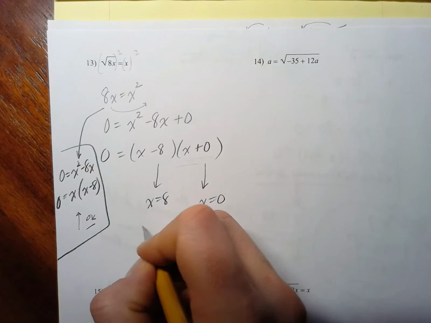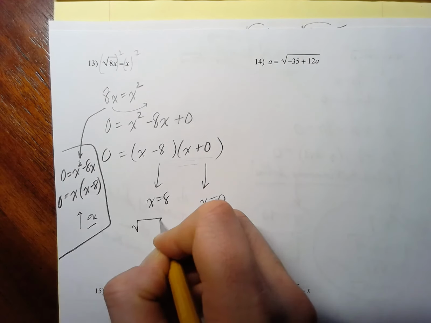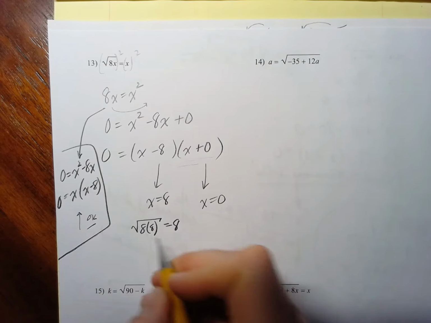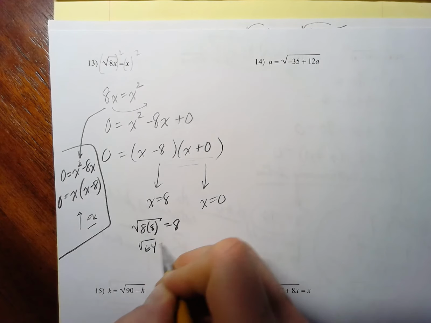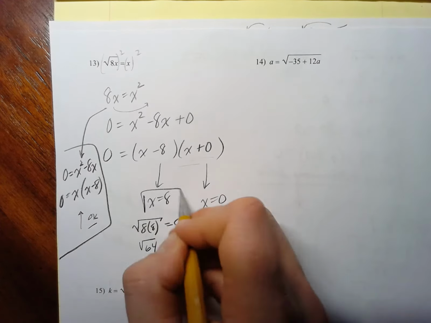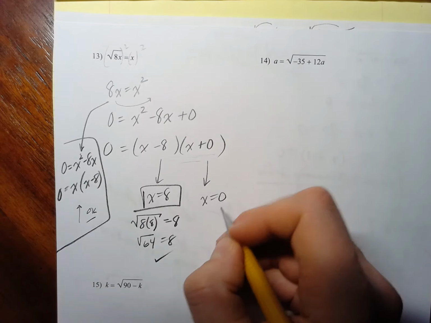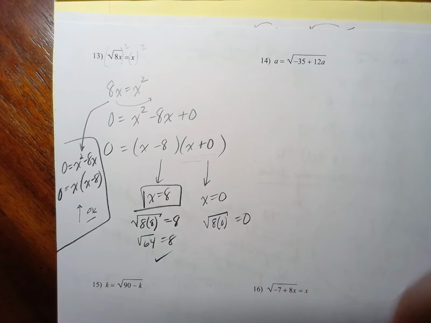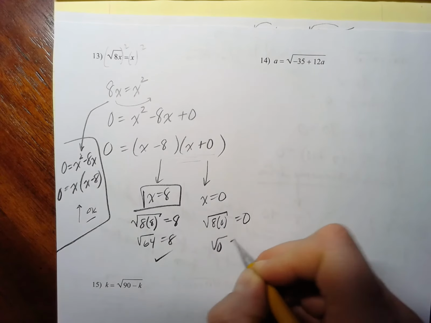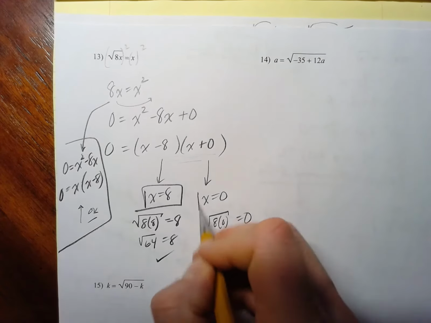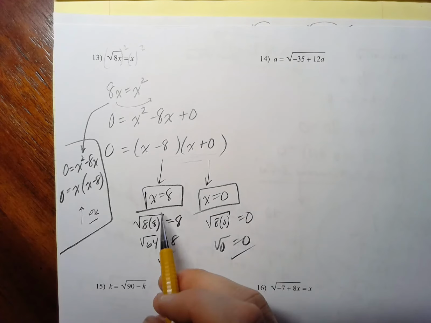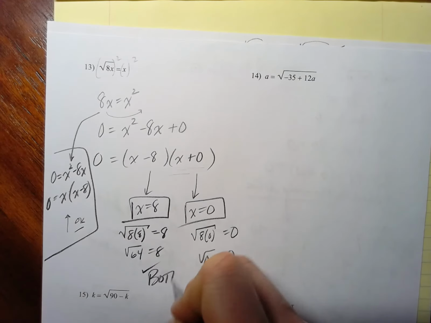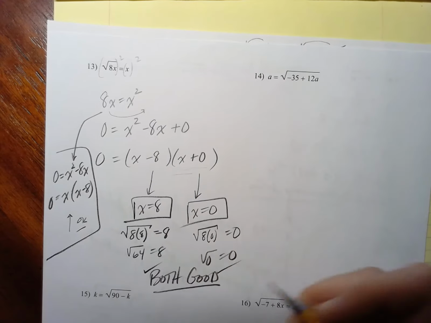So let's check it. We've got to check our answer. So 8 times 8 equals 8. This is the square root of 64 equals 8. That's good. So this is a good answer. This is 8 times 0 is 0. Square root of 0 equals 0. We have two answers that are right. So we actually have x equals 8 and x equals 0. Both are good.